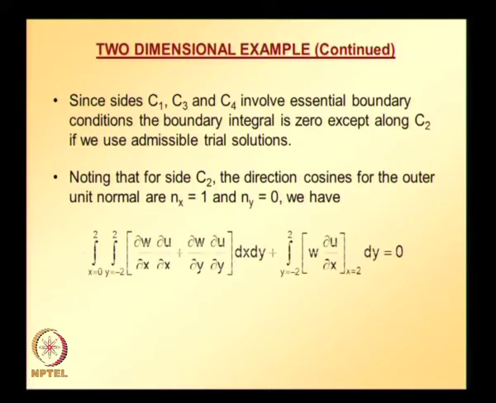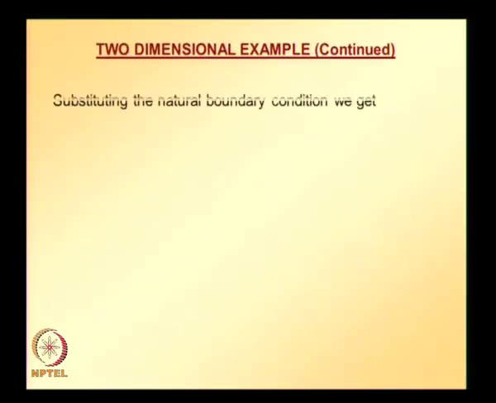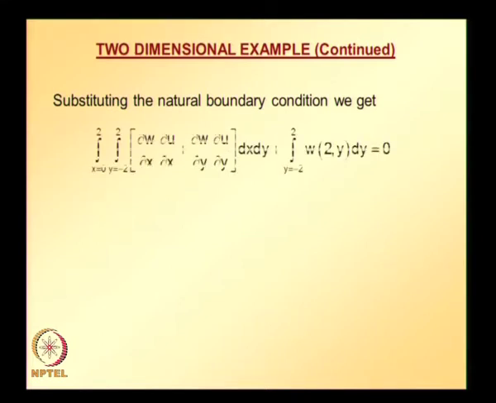So, substituting this information we are going to get this one, and here if you see the second term, it involves a boundary integral along x equal to 2, y going from minus 2 to 2. Along C2, that is along x equal to 2, the partial derivative of u with respect to x is equal to 1. This boundary condition is given. So, substituting the natural boundary condition, we get this one.